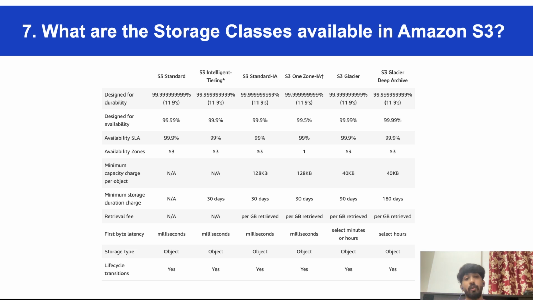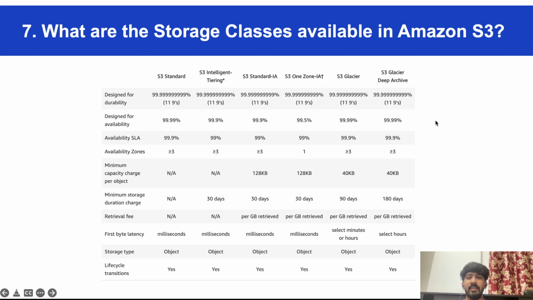Next, what are the different storage classes available in S3? So right now there are around 6 storage classes: S3 Standard, S3 Intelligent-Tiering, S3 Standard Infrequent Access, S3 One Zone Infrequent Access, S3 Glacier, and S3 Glacier Deep Archive. So you can check out this. All of the storage classes are provided 11 nines durability, and over here availability SLA is also provided.